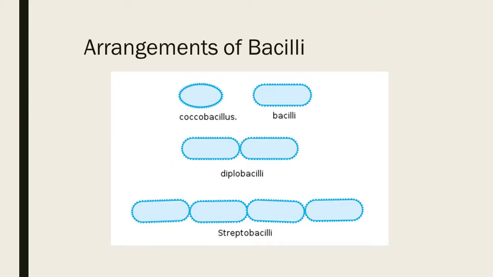Our next arrangements are of the bacilli. Remember, these are your rod-shaped bacteria cells. The first one is cocobacillus. This one is a mixture of the round bacteria cell with the more rod-shaped, and it makes an oval shape. The next one is just bacilli, which is one single rod shape. Diplobacilli means two rods together, so remember di means two. And then we have streptobacilli, which means a chain of the rod shape.